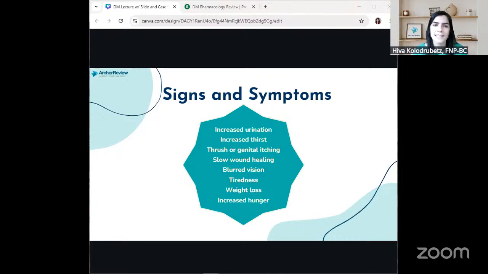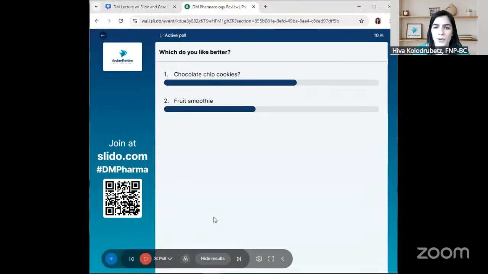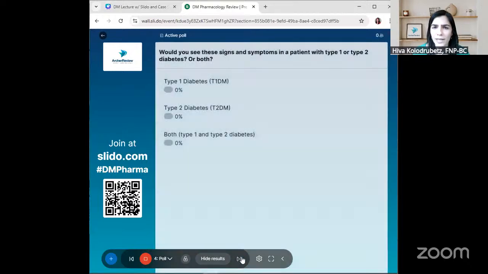So a lot of things to think about with these signs and symptoms, but as you're studying, I really want you to be thinking and not just memorizing, right? That's going to be the most helpful to you. So quick poll, we're going to go to our next poll here. What do you guys think? Would you see these signs and symptoms in a patient with type 1 diabetes or type 2 diabetes or both?